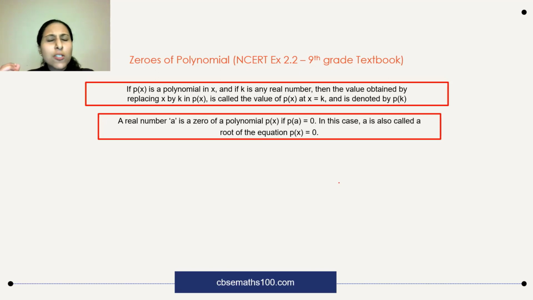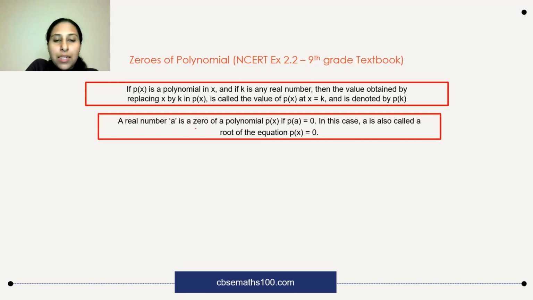Zeros of polynomial. There's not much on zeros of polynomial in your 10th grade textbook. This actually came from the 9th grade textbook. But it's very important in the exam, the concept of zeros and factors. Lot of questions where you have to find a missing value of some k or a in the polynomial come based on this. What is the meaning of zero of a polynomial?